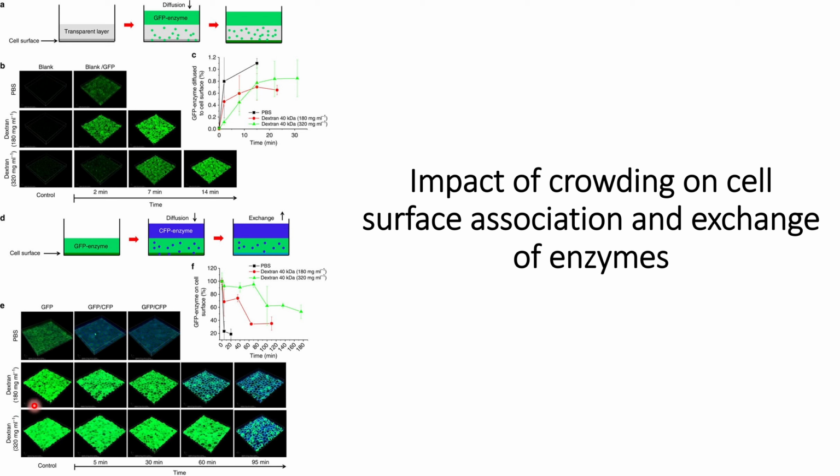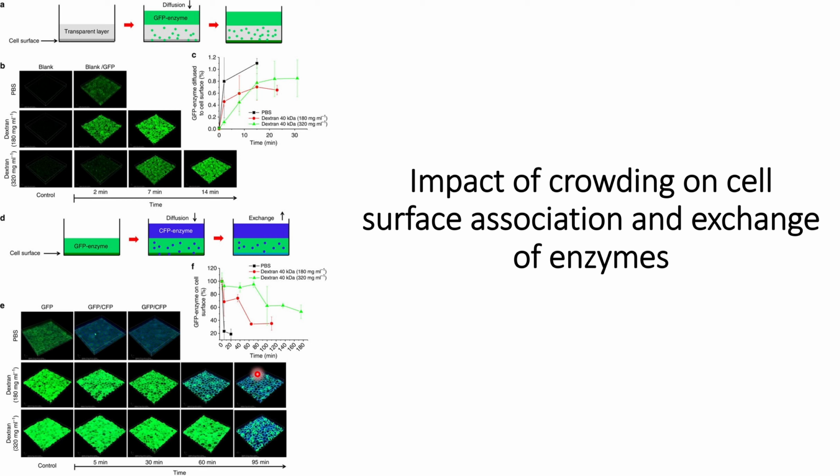But for the Dextran at 180 milligram per ml concentration, we can see very low CFP formation, and even after 60 minutes, we can see most of the surface is covered by CFP, and at 95 minutes there is a further increase in the surface covered by CFP. But the exchange of enzymes is even slower for the 320 milligram per ml concentration of Dextran, where we can see that some CFP is shown at 95 minutes, but till 60 minutes, almost all the layer is covered with GFP.